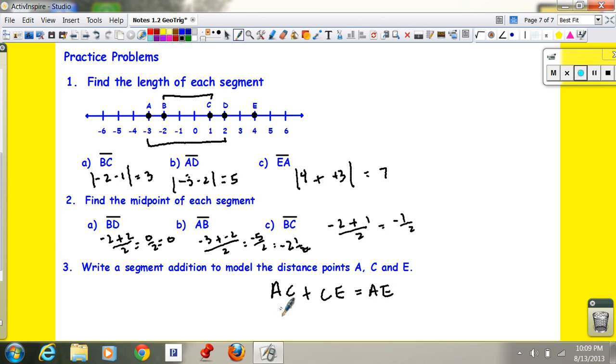Now AC, we could put down as 1, 2, 3, 4. AC is 4. So from -3 over to 1, you get a 4. And CE, we've got 1, 2, 3. And then from A all the way to E, we should get a 7, which we did earlier.